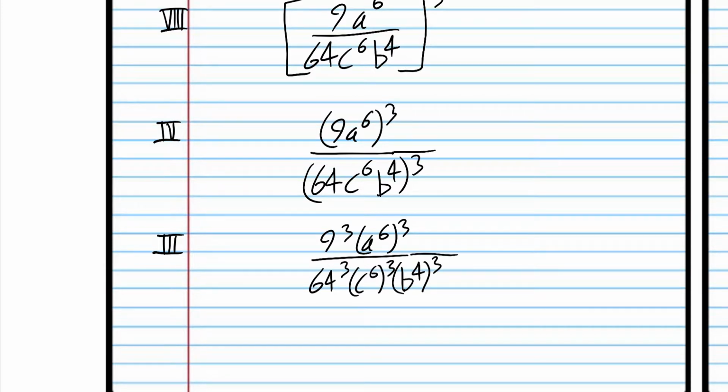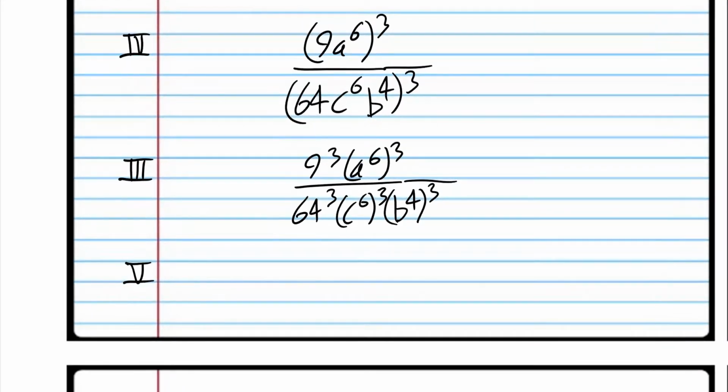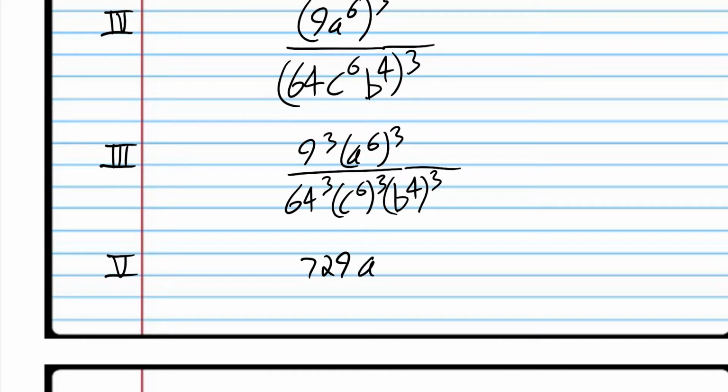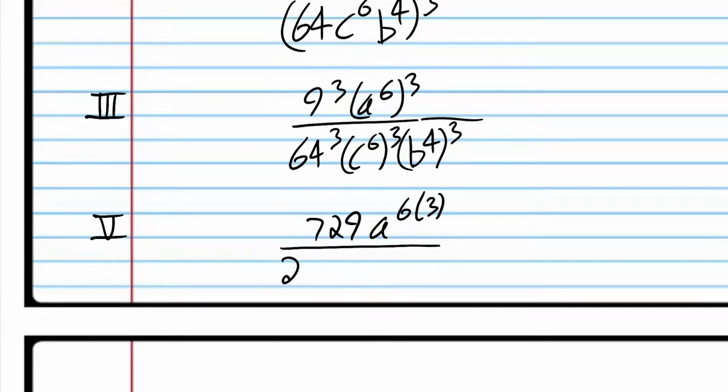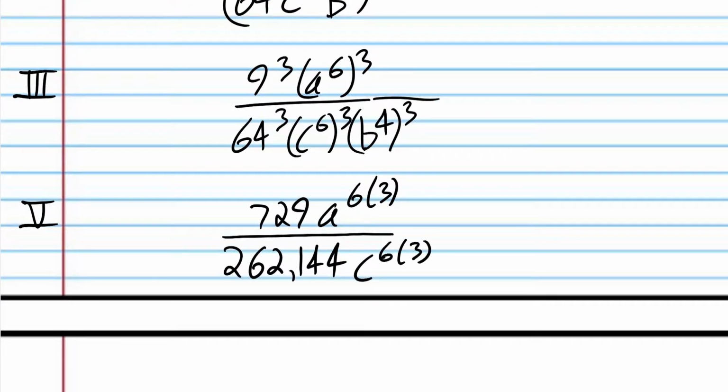So now we're going to have to use rule number 5 because we've got powers raised to other powers. And a calculator would definitely be useful here because these numbers are pretty large. So 9 to the third power, that's going to be 729. And using rule number 5, we're going to multiply the exponents when you're raising powers to other powers. 64 to the third power, that's going to be a huge number. I didn't mean to give you such a big number there, sorry about that. But we have 262,144. Again, I apologize for that huge number. c to the 6 times 3 and b to the 4 times 3.